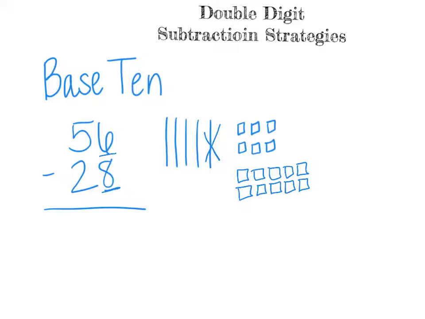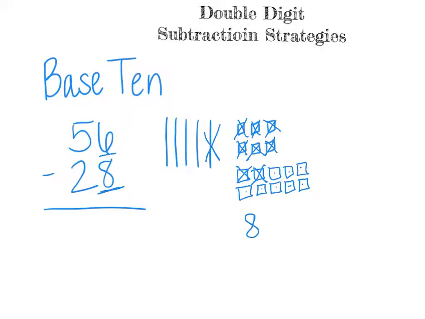Okay, so now I can subtract my ones. So now I can take away 8 ones from 6. So I'm going to do just that. I'm going to take away 1, 2, 3, 4, 5, 6, 7, 8. Then after I have taken away my 8 ones, I can count how many ones I have left. So 1, 2, 3, 4, 5, 6, 7, 8. I'm going to write the number 8.